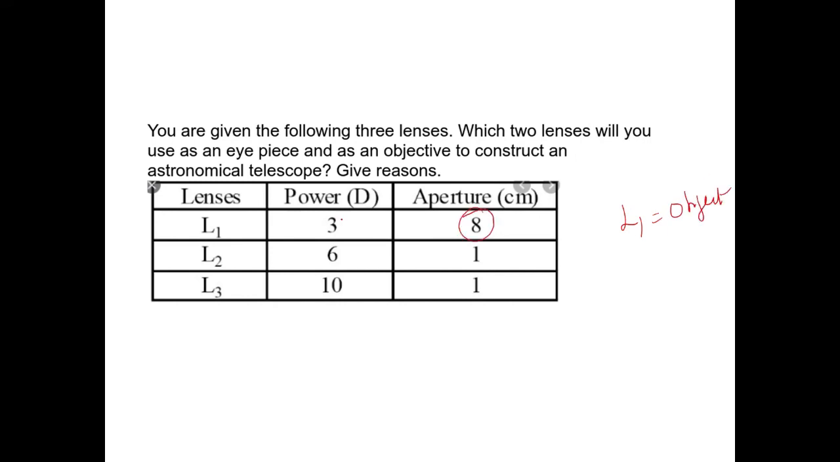You should also consider focal length. Magnification for telescope is f0 by fe. So f0 must be great. Power is given. So ask the children whether power is given or focal length is given. Less power means more focal length. So among the 3 lenses, L1 has the least power, so L1 should be objective. Eyepiece, L3. L1 objective, L3 eyepiece.